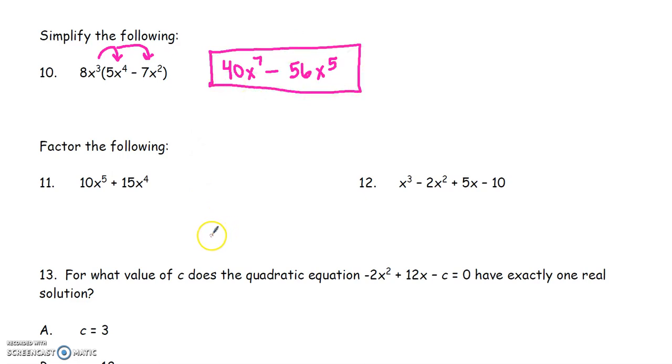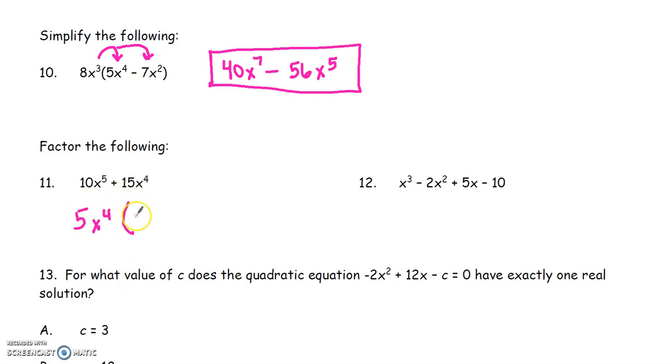Number 11 is asking us to factor. So I can see that I have a GCF of 5 that I can factor out of both of these two terms. And then I have x to the 5th and x to the 4th. X to the 4th is the smallest exponent, so I can factor that out. And now we're going to create the multiplication problem.